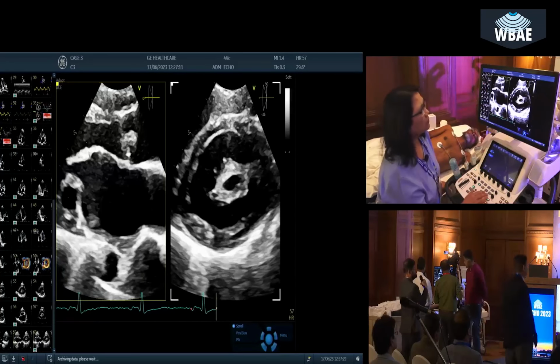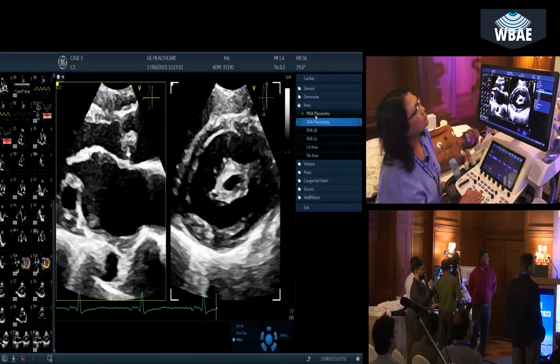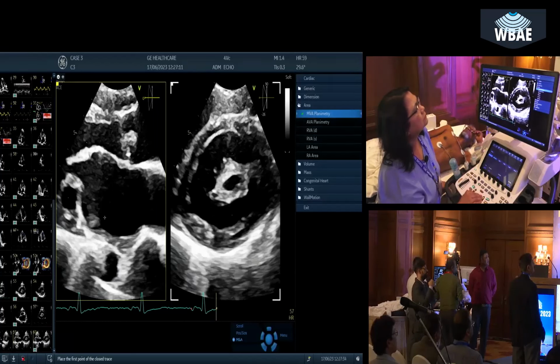I think this is a pretty good one. Yeah, this will come 0.6, I think. It will be very tight. And we are at mid-diastole.